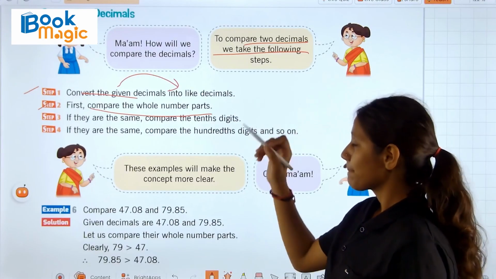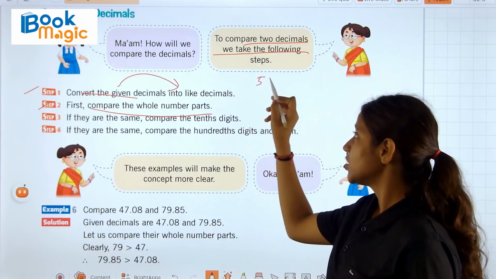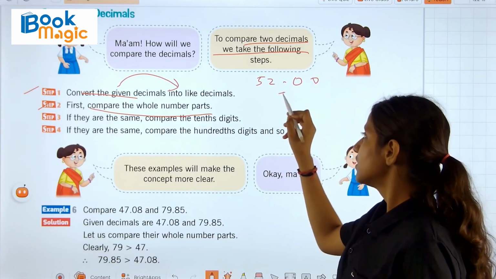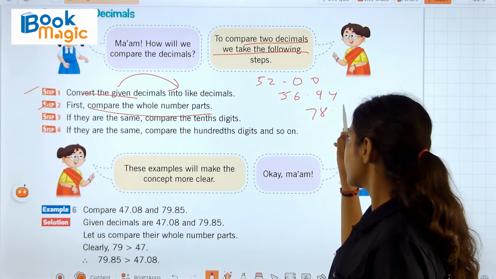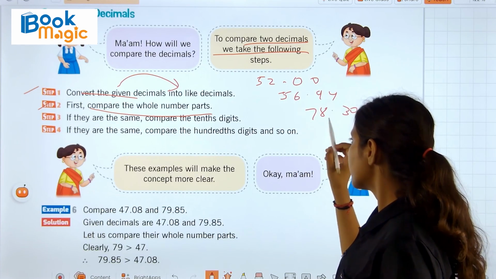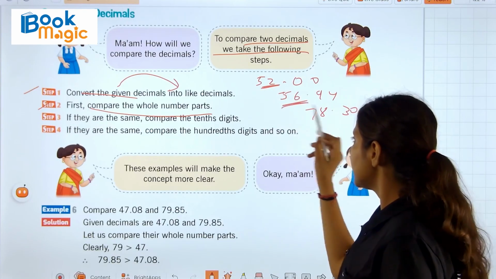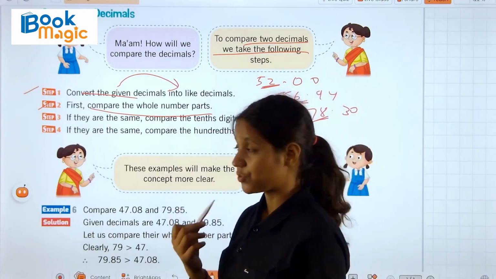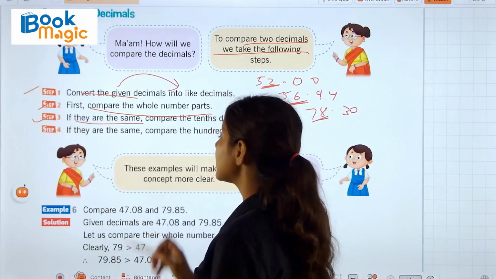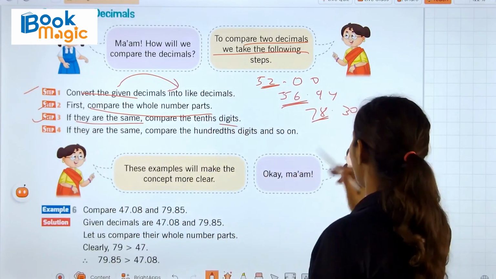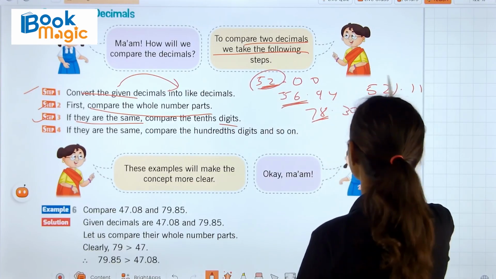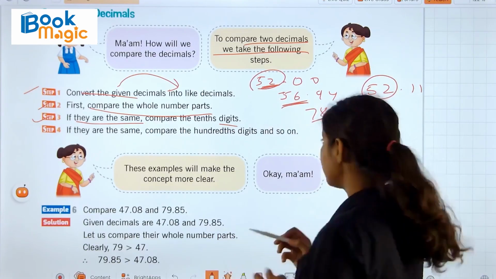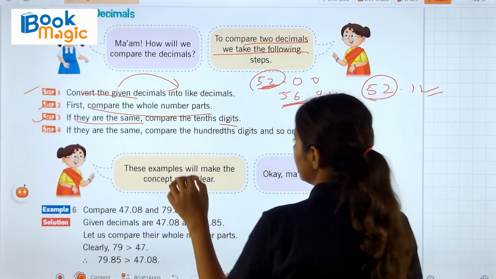For example, like 52.00, 56.94, 78.30. So firstly, compare these numbers. Which one is greater and which one is smaller. Now step 3: if they are same, compare the tenths digit. For example, they are having these values. So 52 and 52 is the same. If the whole number is the same, then compare the decimal value.